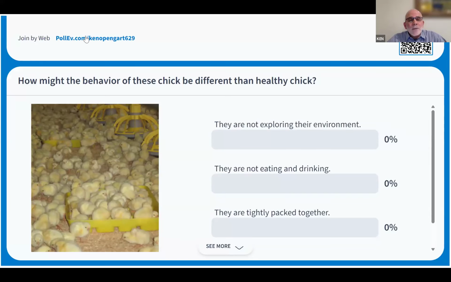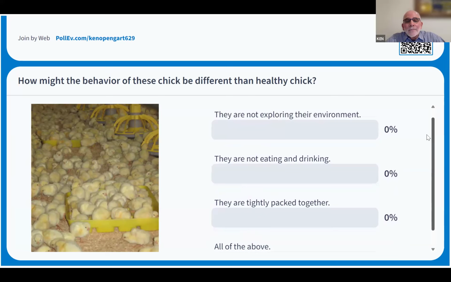And then if we ask the question, how might the behavior of these chicks be different than healthy chicks? Again, if you could use the QR code and answer what you would expect these chicks to be doing versus healthy chicks. Are these chicks not exploring their environment? Are they not eating or drinking? Are they tightly packed together, or all of the above? And these are sort of behavioral observations that we're making. So they're key welfare indicators, but they're behavioral key welfare indicators.